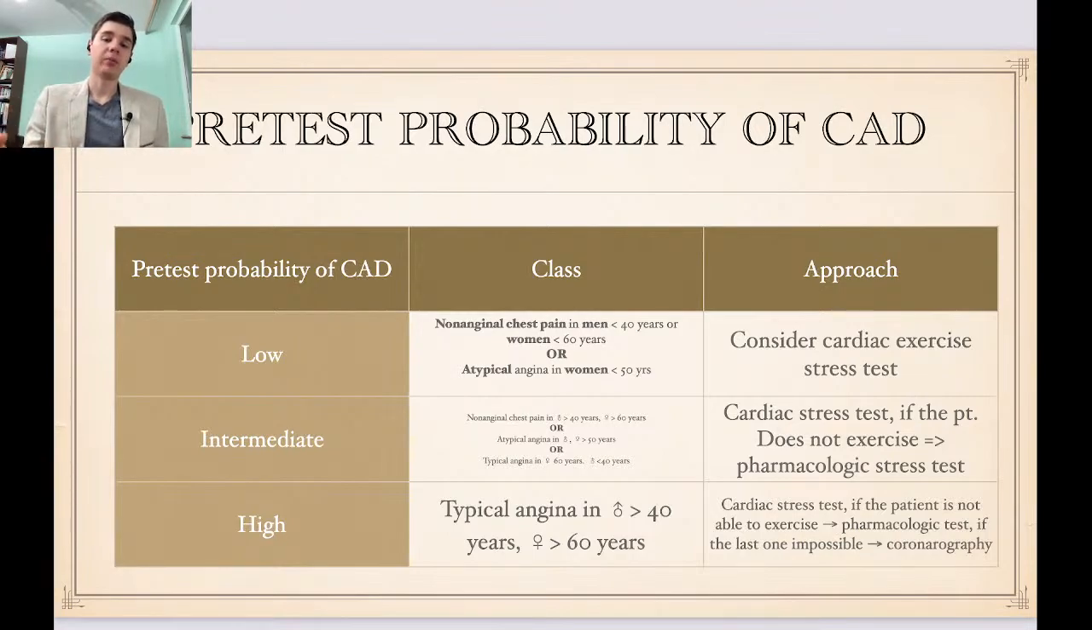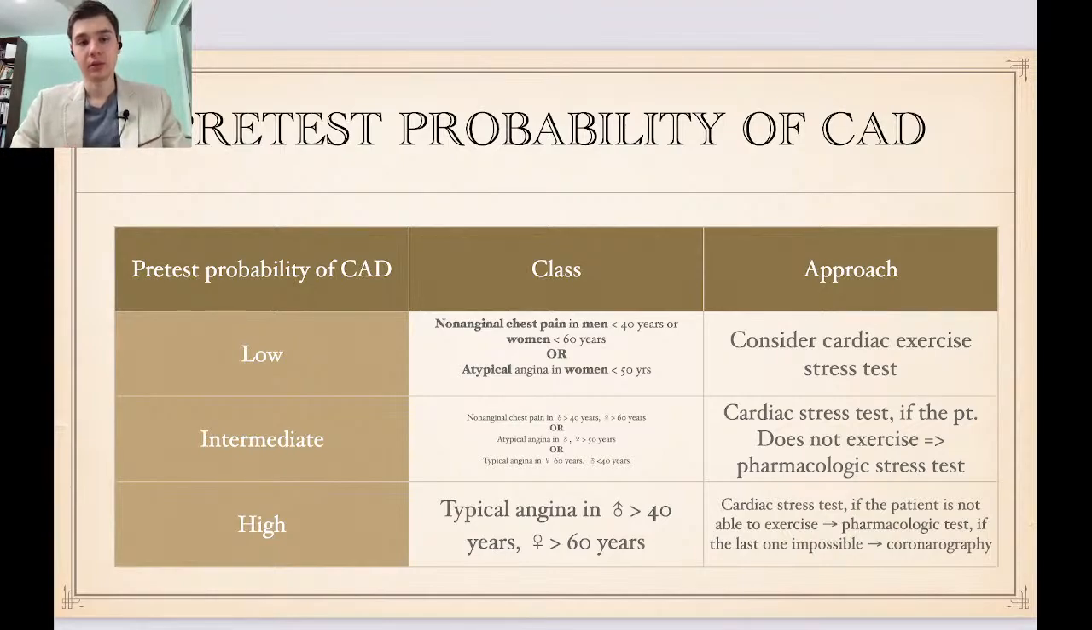If we have a patient with atypical angina, then we consider him intermediate if he or she is more than 50 years. Or in the case of typical angina, we consider the males that are less than 60 years, or females that are less than 40 years. The approach is the same. We go for the stress test. If the patient cannot exercise, we do a pharmacological stress test.